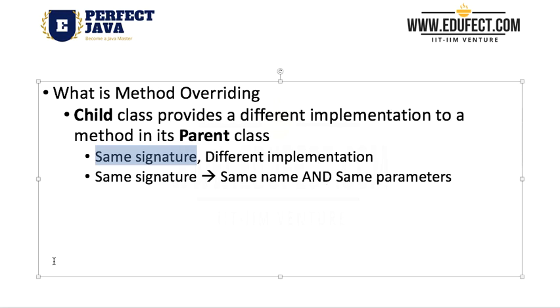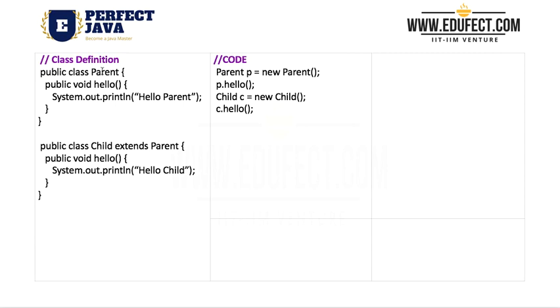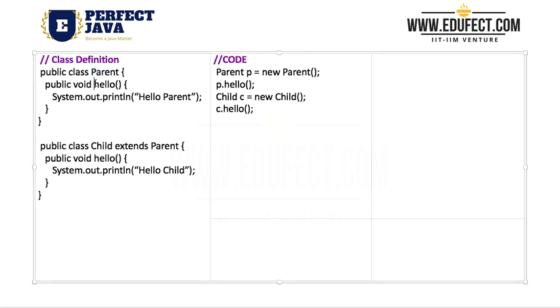Let's try and understand it with the help of an example. So here we have a class parent, and in the class parent we have a method hello. This method has no parameter, so the signature of this method is this. And then in the class child, which extends parent, we have a method hello, and what is the signature of this method? It is again the same. So you can notice that the signature of both these methods are the same, and this method has been defined in the parent class and has been defined in the child class.